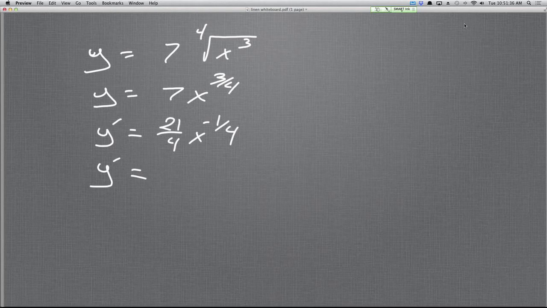So what should my final answer look like? 21 over 4 x to the 1/4 is fine. If you want to put it back in radical form, you can. Make it 21 over 4 times the 4th root of x. I'm happy with either one of those.